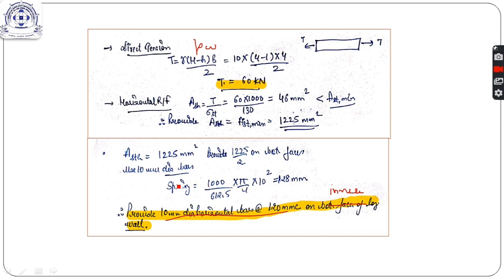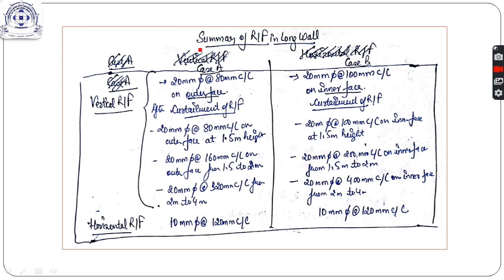So by chance we are getting both these reinforcements the same, because both are minimum reinforcement, so there is not much difference, but still while writing you must take it into consideration. So this is the summary of reinforcement in the long wall. Always summarize your reinforcements for your clarity, that will be beneficial for you.